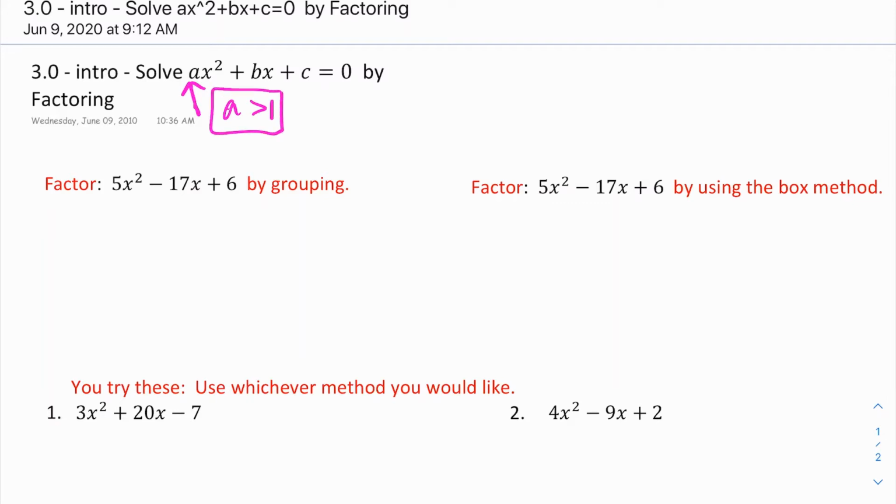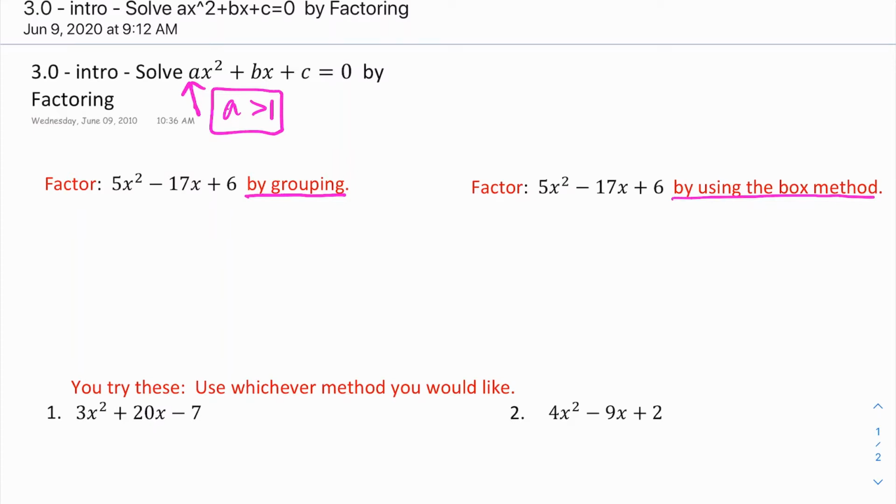And when the a value is greater than 1, or any other number besides 1 actually, you need to factor by either using grouping or the box method. They're basically the same, but they're two different ways of organizing the same numbers. Grouping was more universally used before. Recently, in your integrated math 1 and 2 classes, they've introduced the box method.